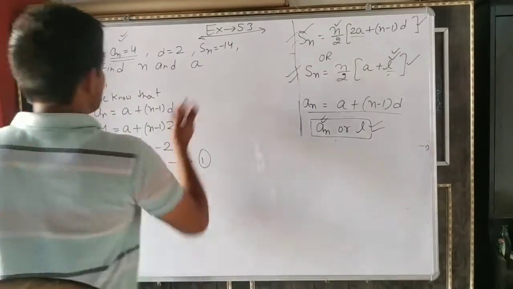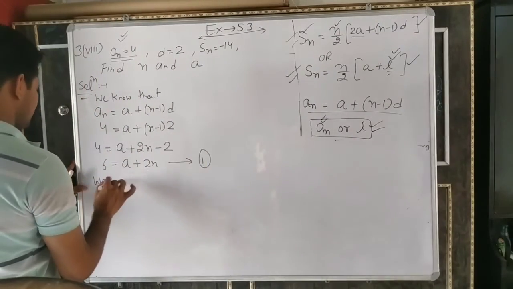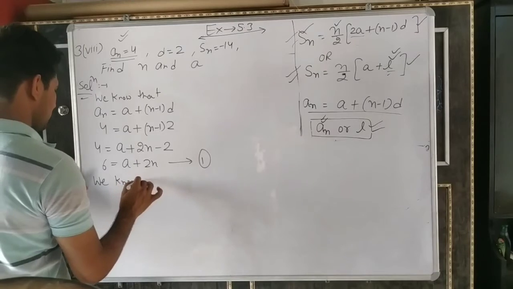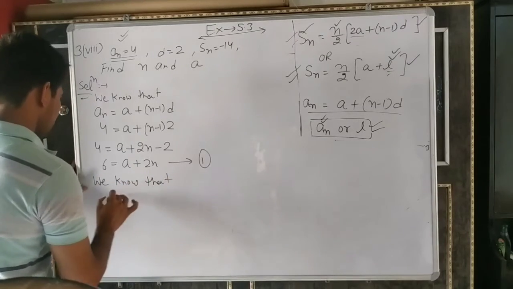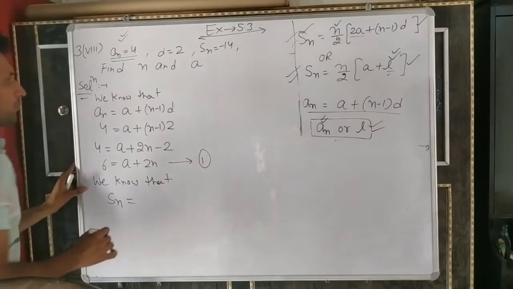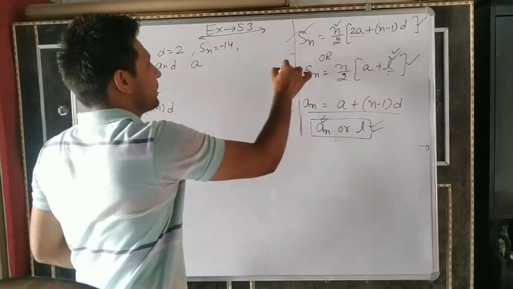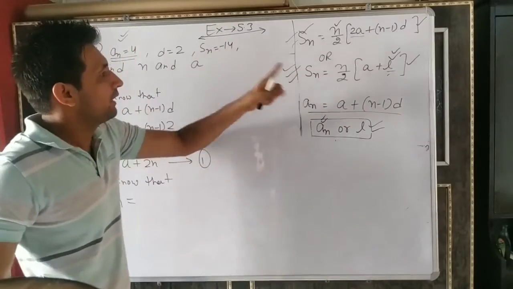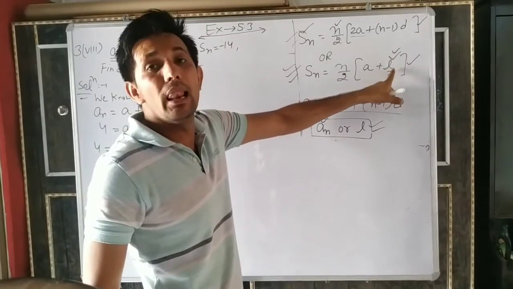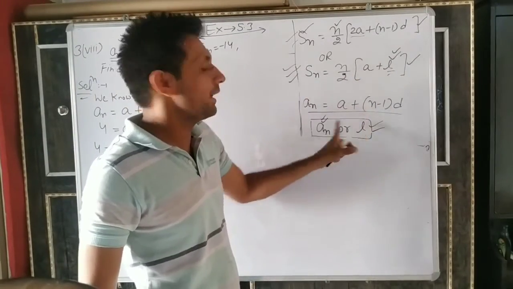Next is, we know that Sn. Tell me which formula we will use, the first or the second? We will use this one because Sn is also given, and a and l, l is the last term, and l and an are both the same.